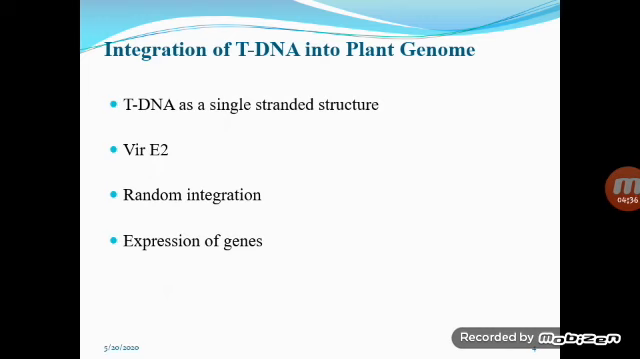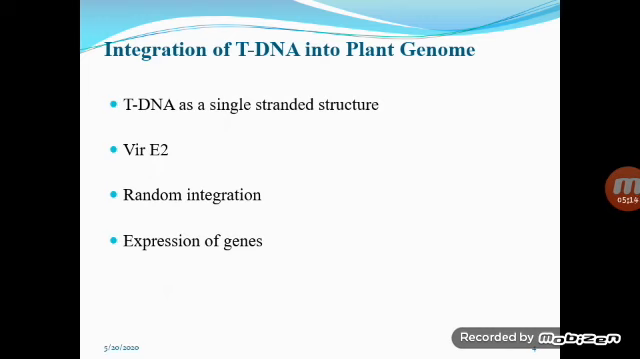So next is the integration of T-DNA into plant genome. How T-DNA integrates into the plant genome, we have discussed already. What is T-DNA? T-DNA is actually a region present in the Ti plasmid. T-DNA has the three most common genes: auxin synthesis gene, cytokinin synthesis gene, and opine synthesis genes.